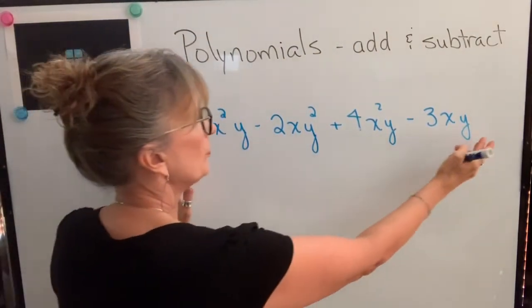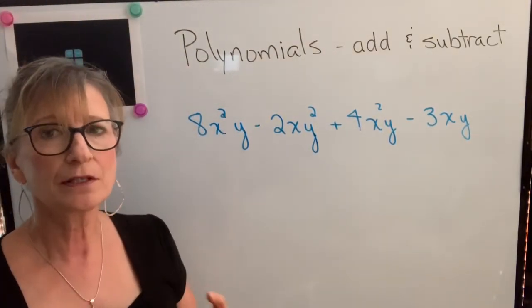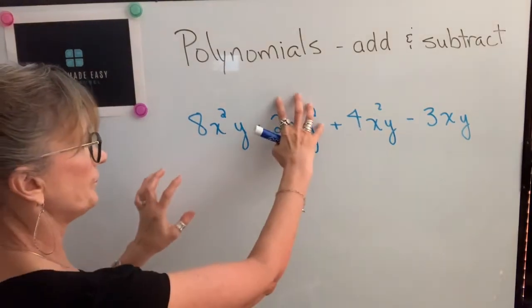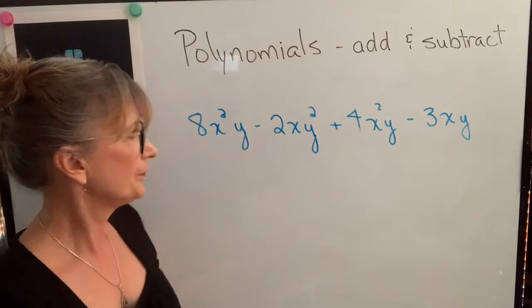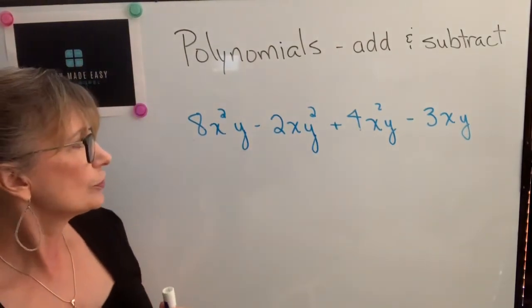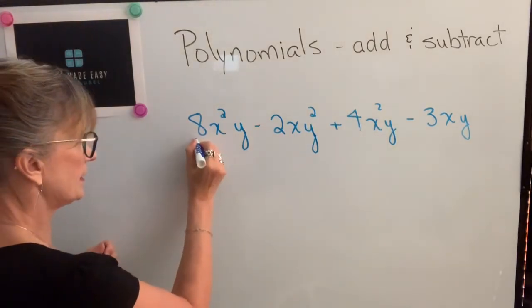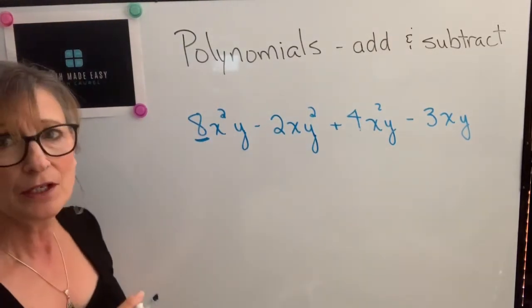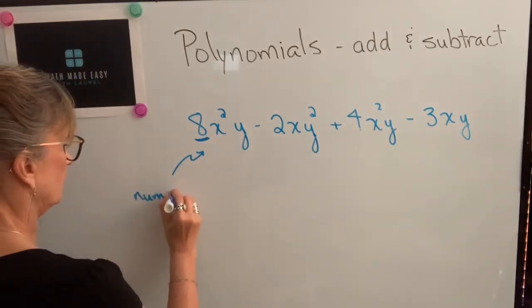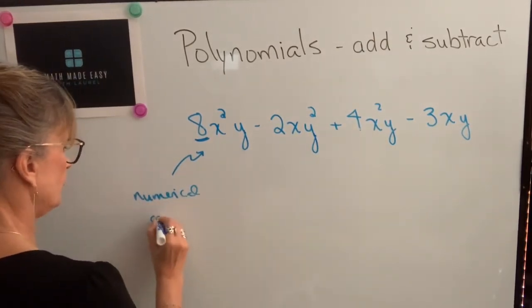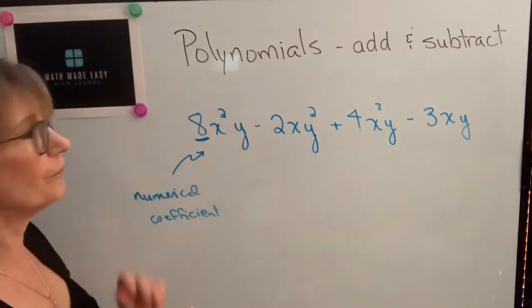So this is an example of a polynomial. It's an expression that contains terms. Terms are these things that are separated by addition and subtraction. And these terms contain two parts. They contain a number, which is called a numerical coefficient, although usually people just call it a coefficient.